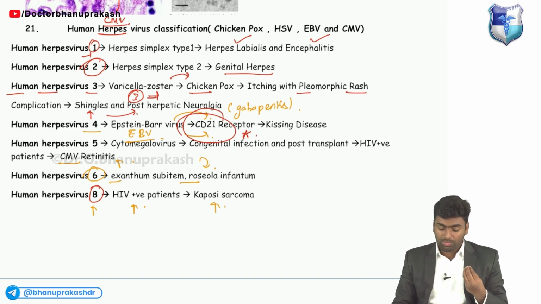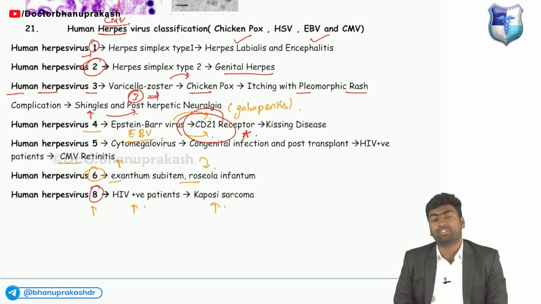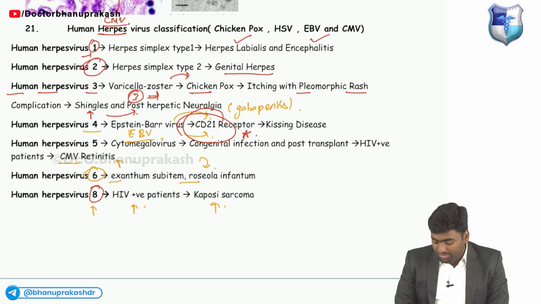And HHV4, what is it? It is EBV, whereas HHV5 is the cytomegalovirus. HHV6 is roseola infantum, whereas HHV8, what is it? It is the Kaposi's sarcoma virus.